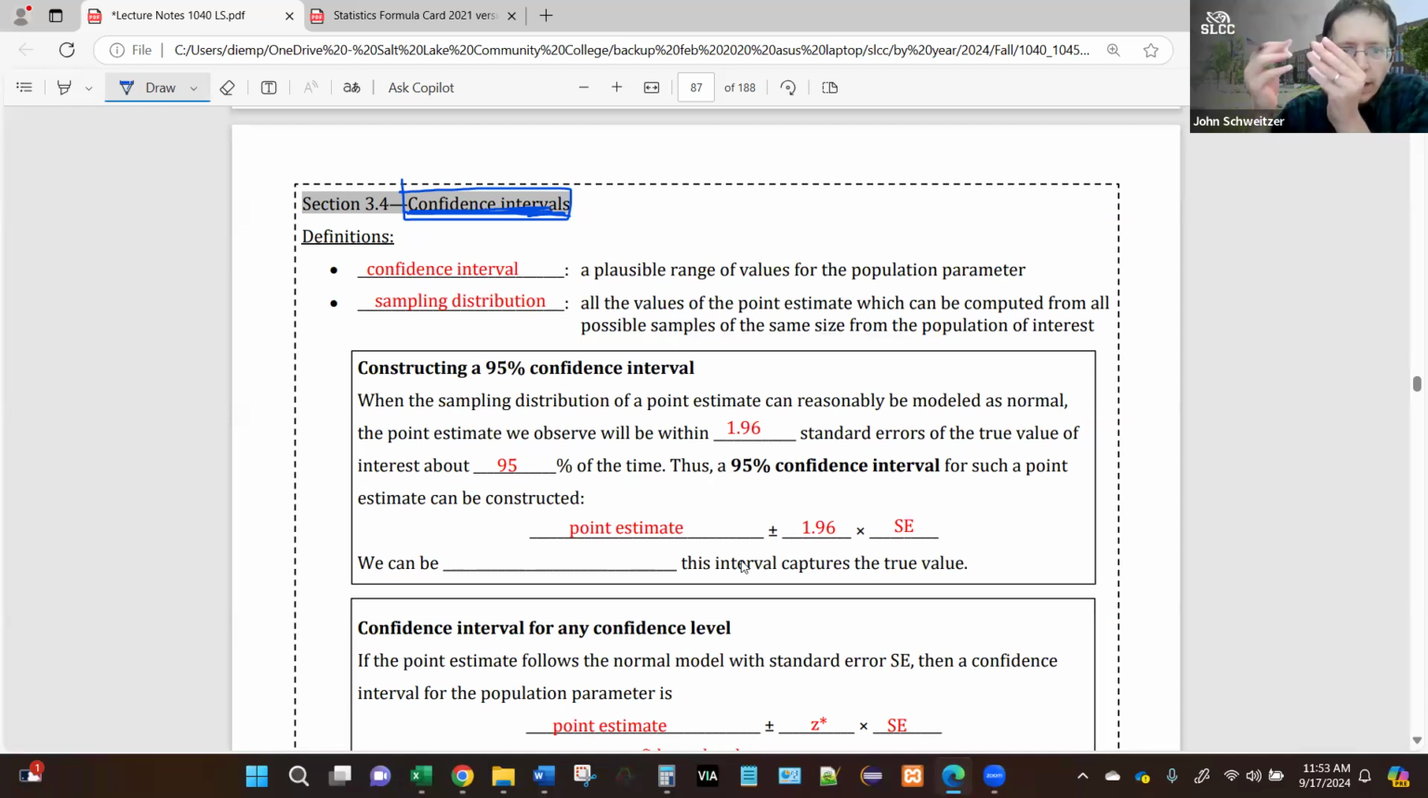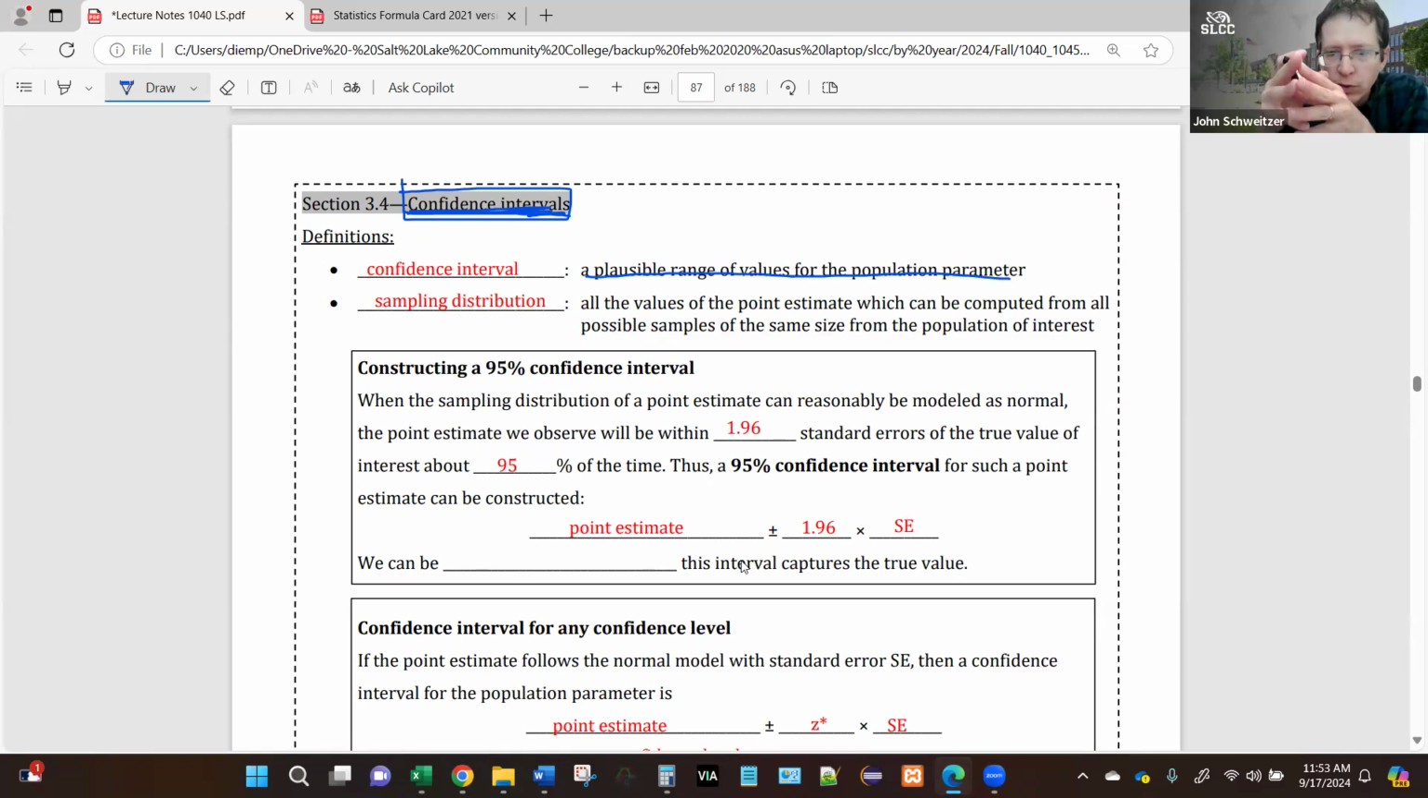So we're going to take a deeper look at confidence intervals because they're used throughout stats. They're highly respected and used in various quantitative fields. And so we're going to be doing this for the rest of the semester, and we're going to learn how to calculate them as well. So first of all, what is a confidence interval? It's a plausible range of values for the population parameter.